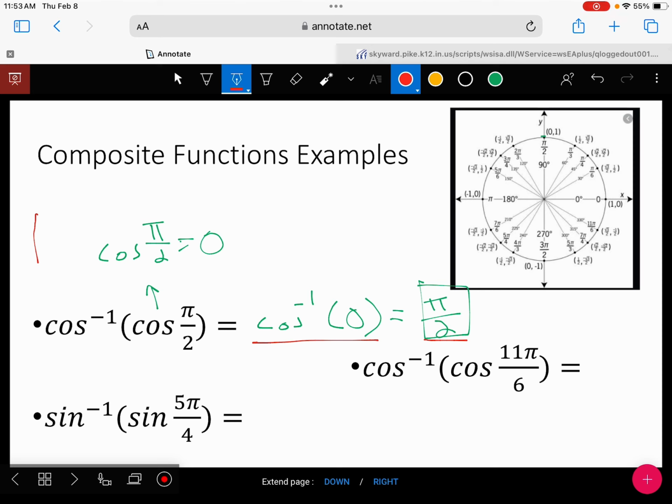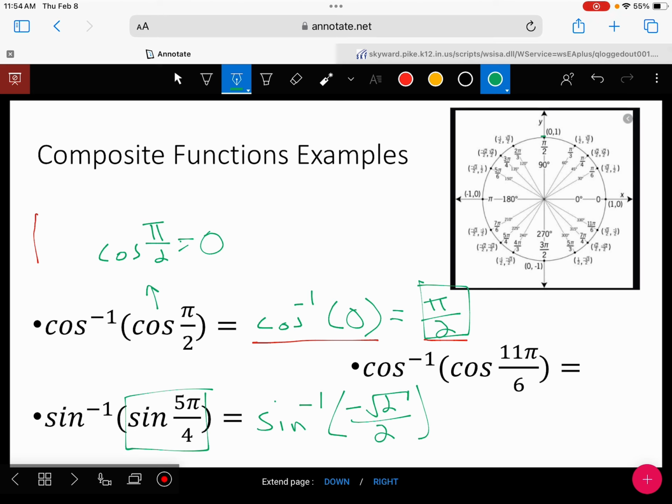Looking at inverse sine of 5 pi over 4, the first thing we're going to do is evaluate sine of 5 pi over 4. Remember, normal trig function. First time we've been in quadrant 3 since chapter 6. 5 pi over 4, we're looking at the x coordinate. It's going to be negative root 2 over 2. So the way we rewrite that is it's going to be inverse sine of negative root 2 over 2. Remember, there's no quadrant restriction for the normal trig functions, only for the inverse trig functions.